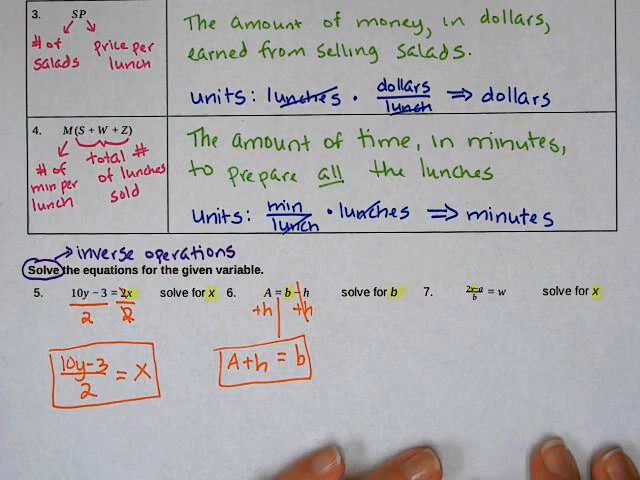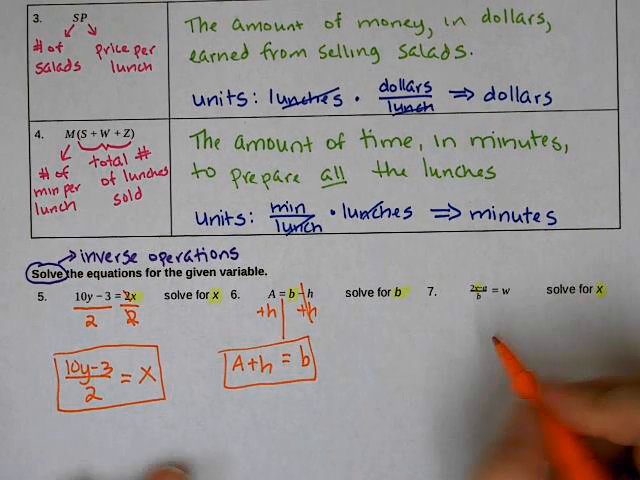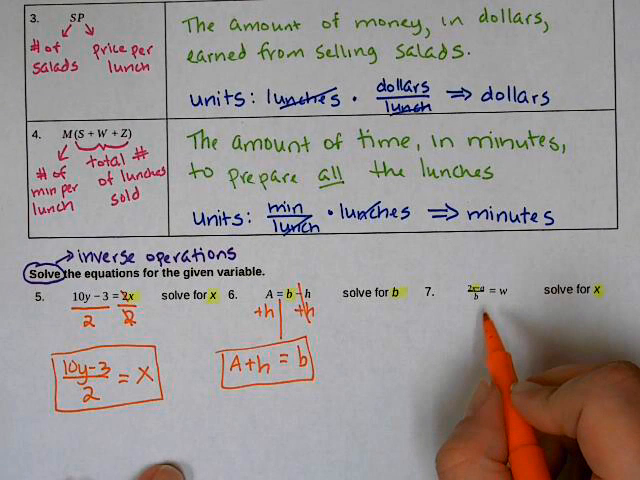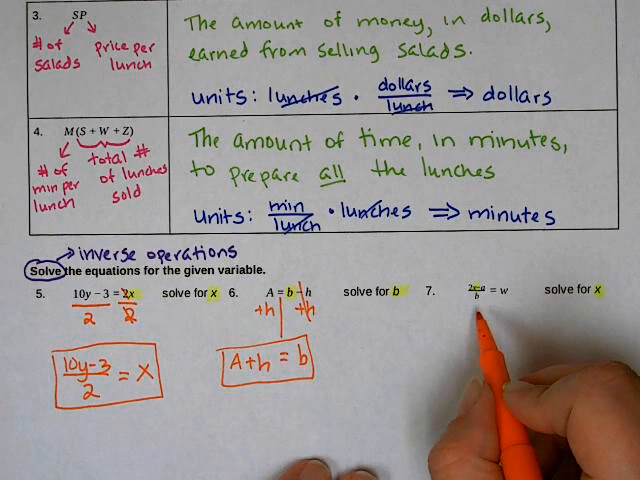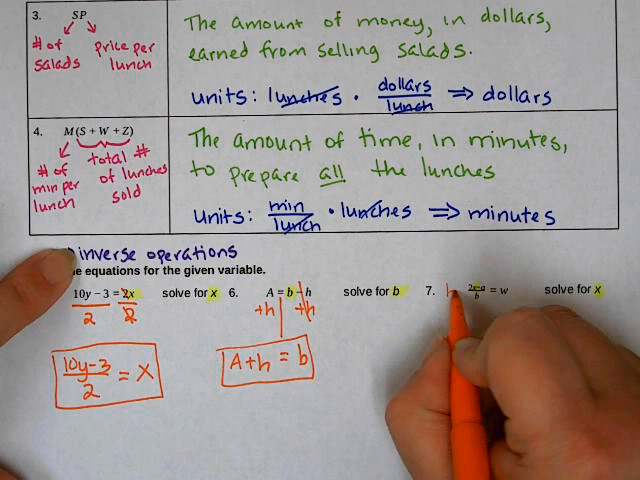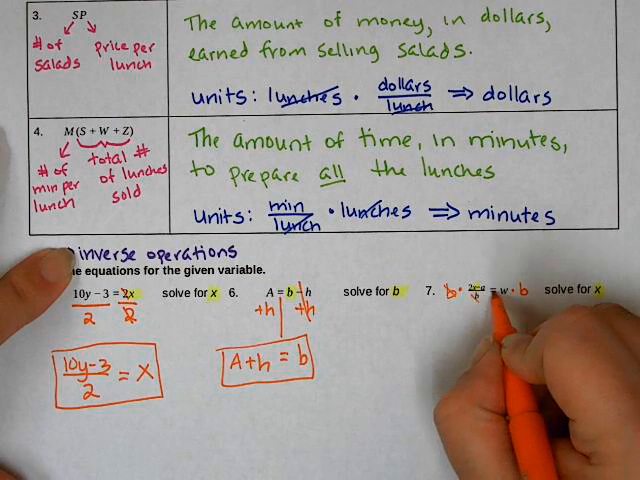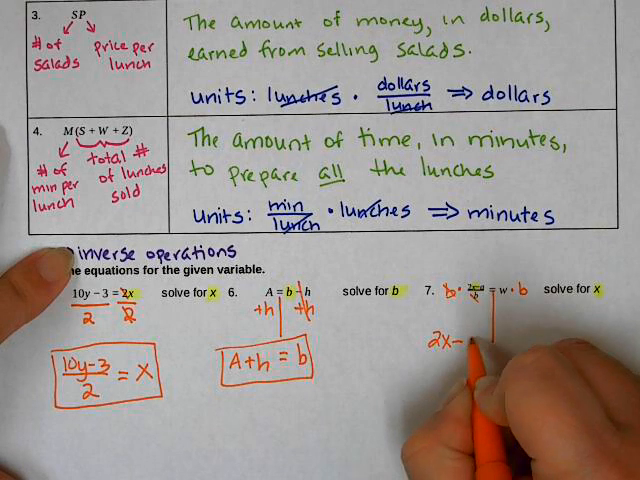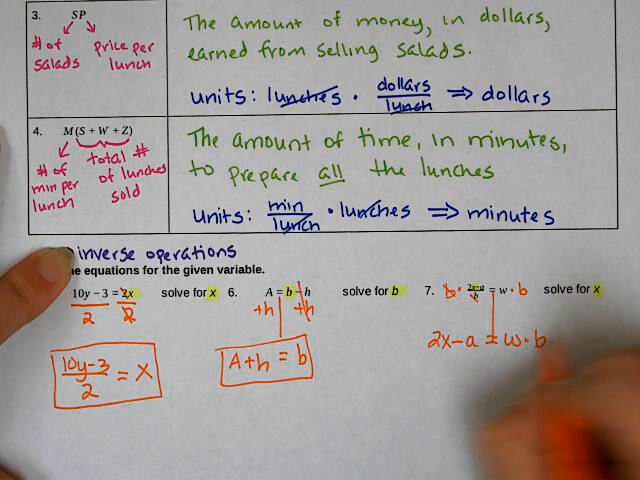If we look at that x, it's going to take us a little bit to be able to solve for it. So right now it says 2x minus a divided by b. Well, the last thing that's happening there is the dividing by b. So that needs to be the first thing that I undo using my inverse operations. So that means to get rid of dividing by b, I'm going to multiply by b on both sides of the equation. When I do that, on the left, I now have 2x minus a equals w times b.